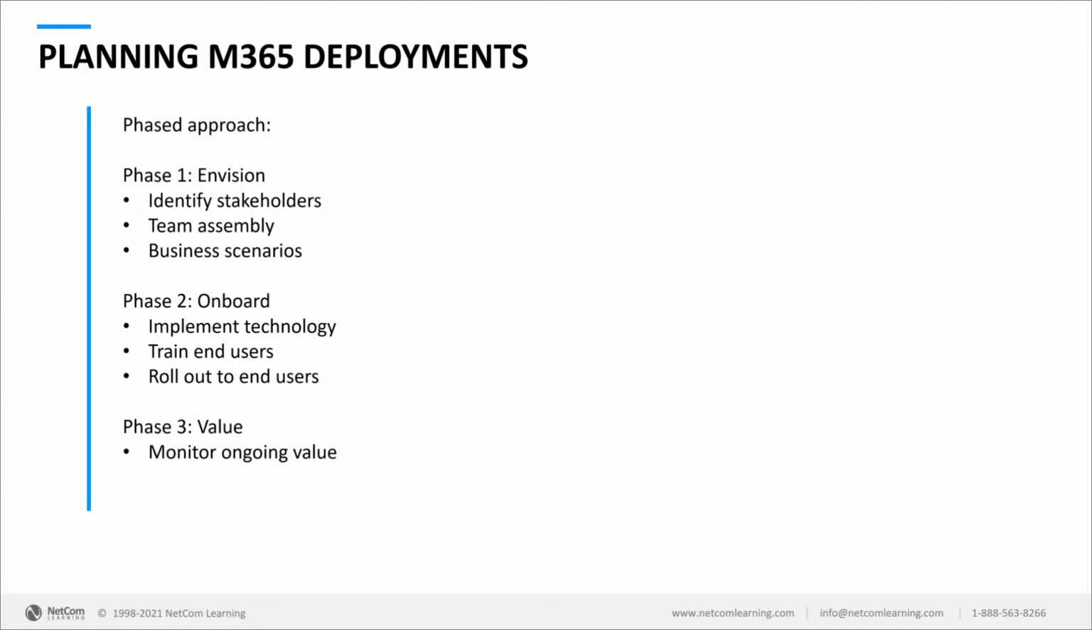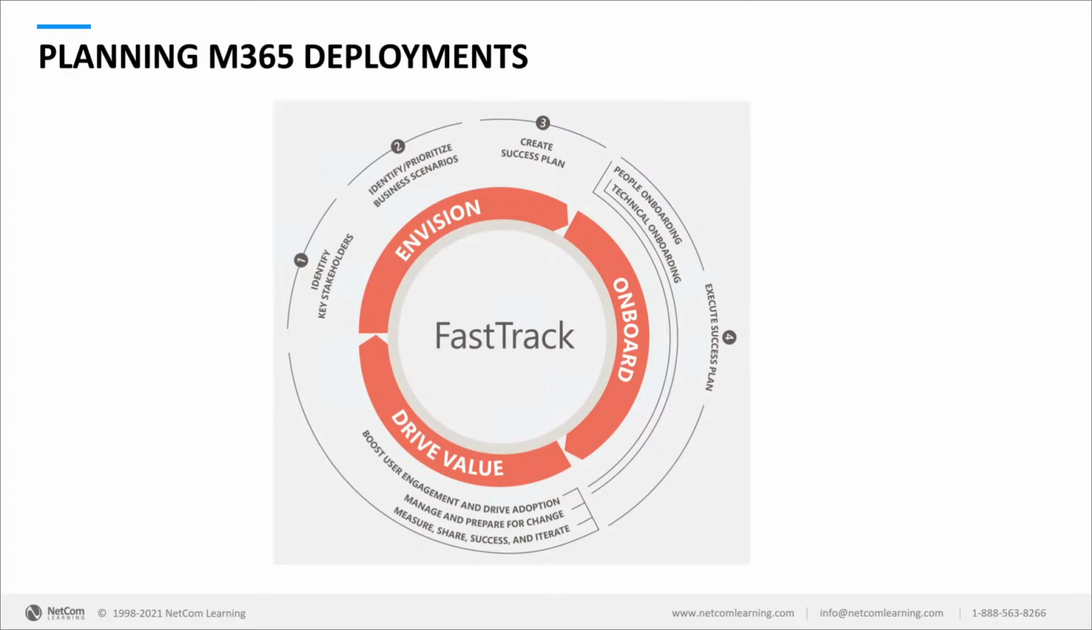Monitor the ongoing value, making sure that everything that you're doing is working the way you want it to. Manage change. So as the software is implemented and updated, that you can have that change managed in your organization. And ultimately, this is what the deployment looks like. So again, you have your envisioning process, you have your onboarding process, and you have your value-driven process, right? And so those three things in conjunction with the technology itself will give you that outcome that you're hoping for in terms of being able to do identity management, being able to do SharePoint Online, and so on.